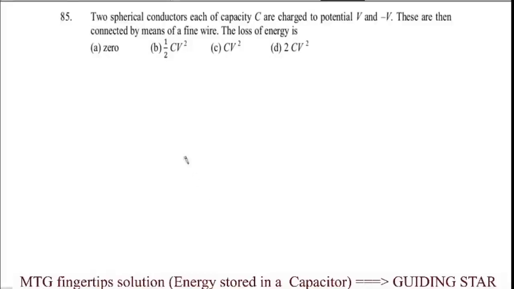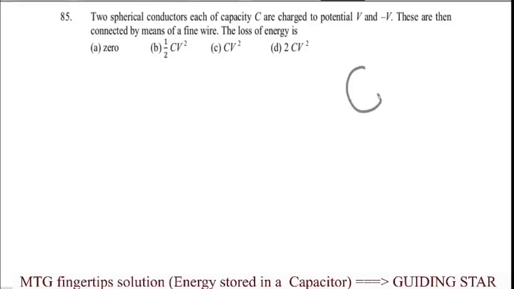In this question, two spherical conductors, each of capacity C, are charged to potential V and minus V. These are then connected by means of a fine wire. The loss of energy. So here in this particular case, what it's saying is that there are two conductors.